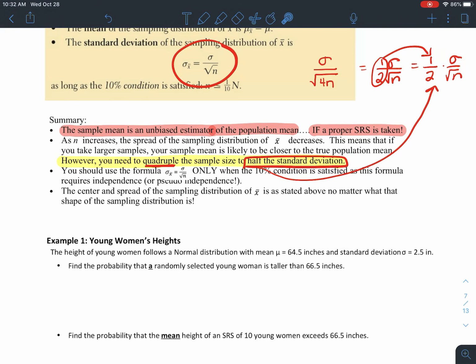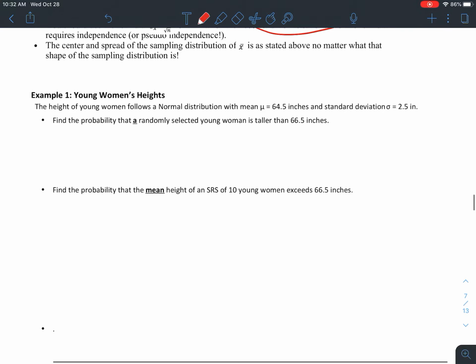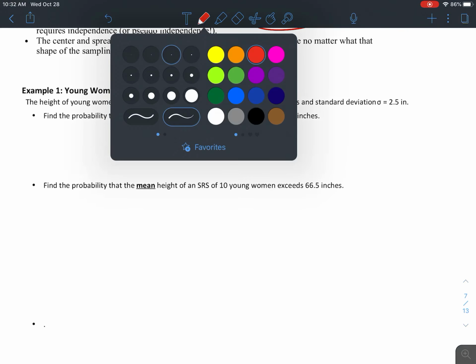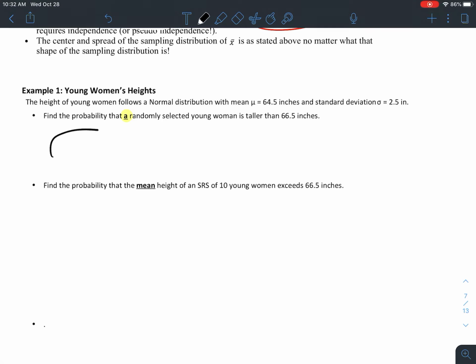Okay, so let's take a look at an example here. In this example, it says the height of young women follows a normal distribution with a mean of 64.5 inches and a standard deviation of 2.5 inches. Find the probability that a randomly selected young woman is taller than 66.5 inches. What I want to draw your attention to on this problem is that this is specifically asking for just the probability of a single observation.